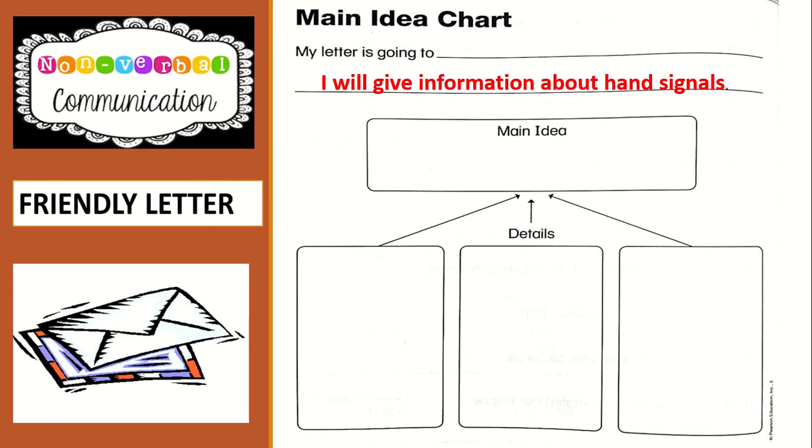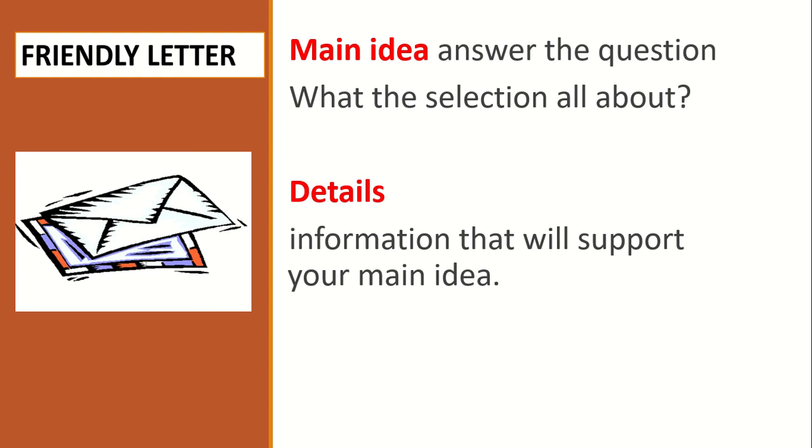For sure, you have a question about the main idea and the details. So don't you worry, I will show you. So what is main idea? Main idea answers the question, what is the selection all about? So it answers this question so that it's easy for you to find the main idea. Then details, those are information that will support your main idea. Is it clear? Okay. Now let's move on.